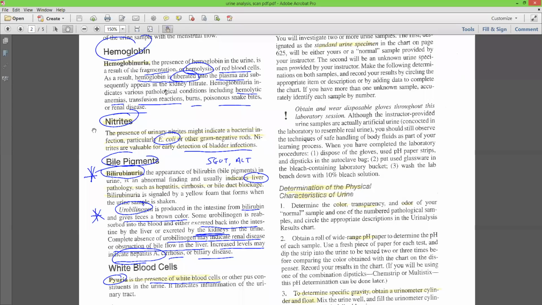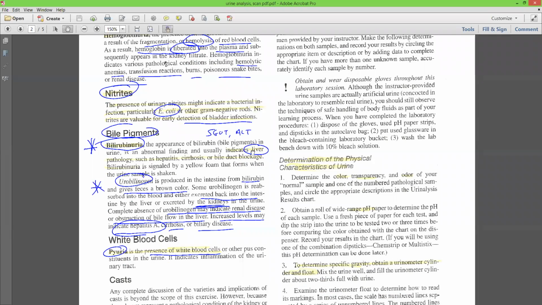Okay, bilirubin or bilirubinuria, if bilirubin is found in the urine, would indicate liver damage or some sort of liver pathology, whether it's hepatitis or cirrhosis of the liver. Could be a bile duct that's blocked. So the gallbladder, which is embedded within the liver, has different tubes that come out of it, and those tubes go to the duodenum. So those would be the bile ducts. Okay, so if you see bilirubin in the urine, think liver.